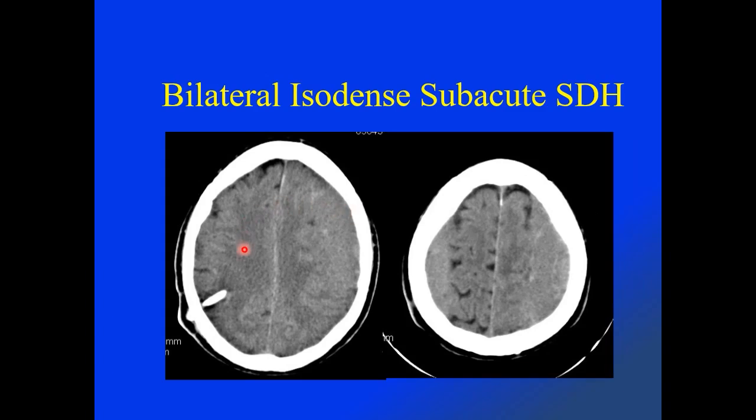This is an example of subtle bilateral isodense subacute subdural hematomas causing mass effect on the lateral convexities of the superior cerebral hemispheres bilaterally. And because the subdural hematomas are bilateral, there is not significant midline shift in this patient. But we see a partially visualized ventricular catheter via a right parietal approach.